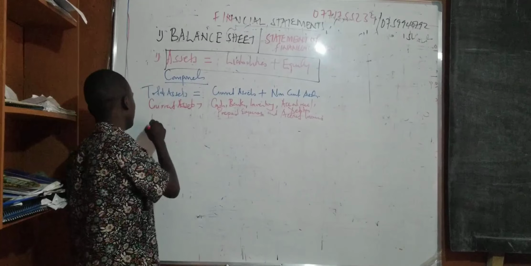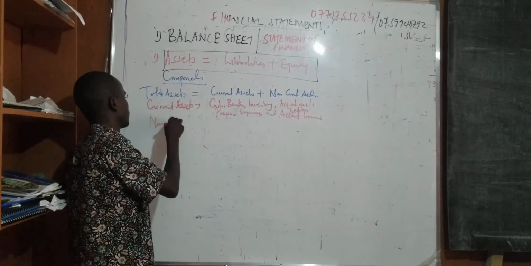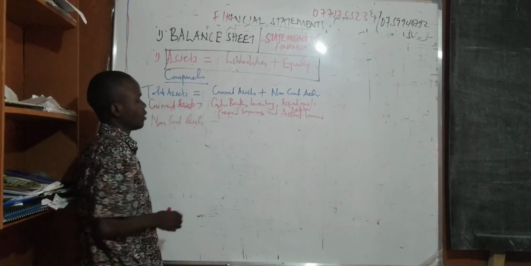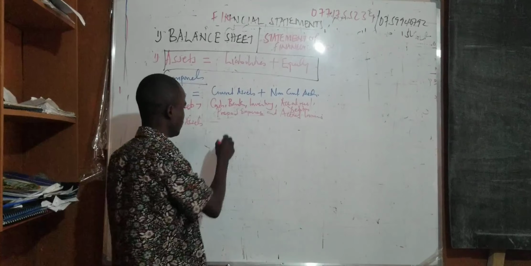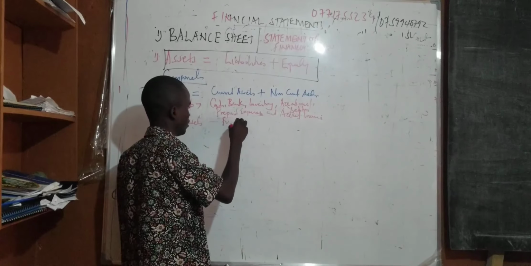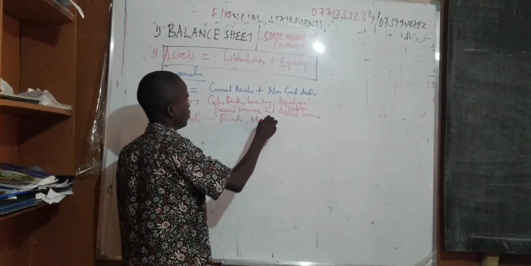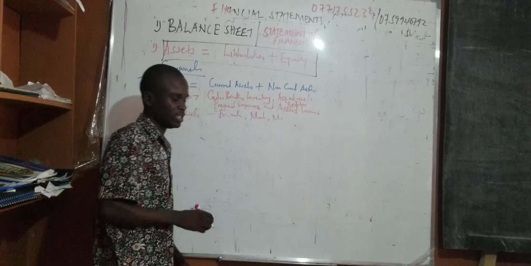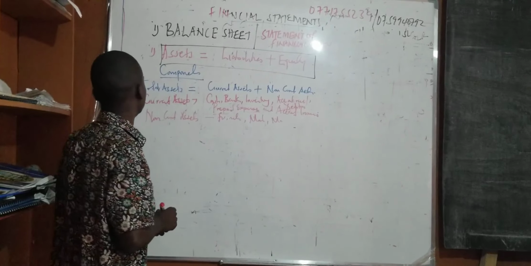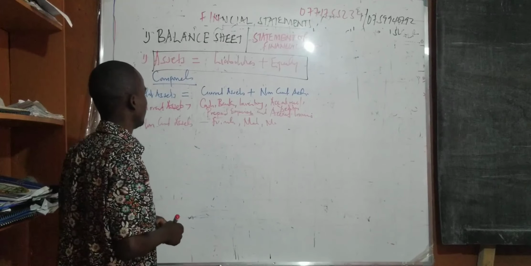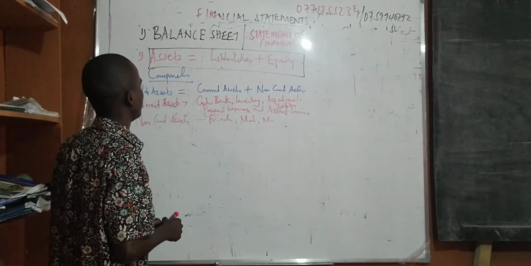So non-current assets. What are non-current assets? These ones stay long in the business. For example, furniture, motor vehicle, machinery, equipment, etc. So we get the total assets from the current plus the non-current.